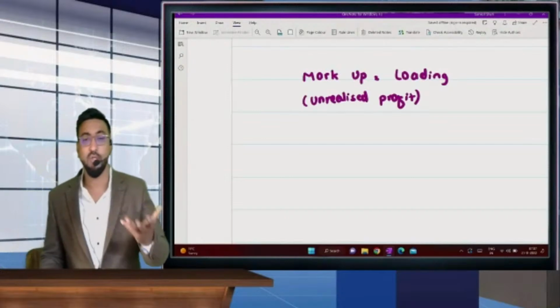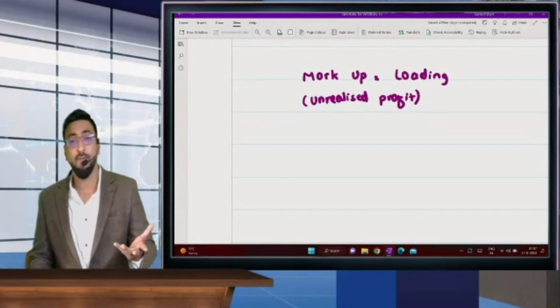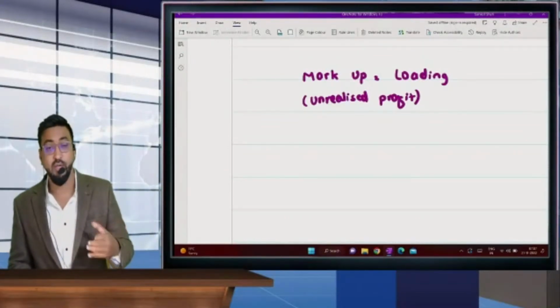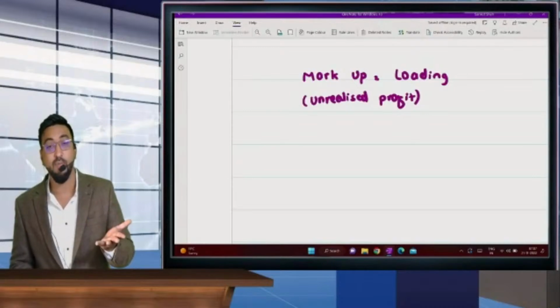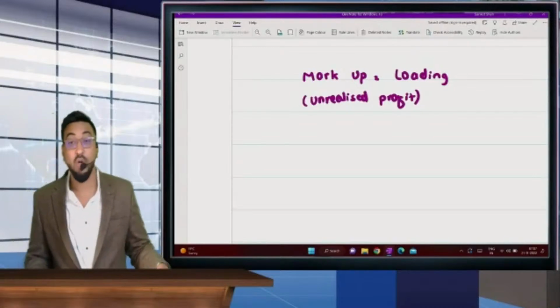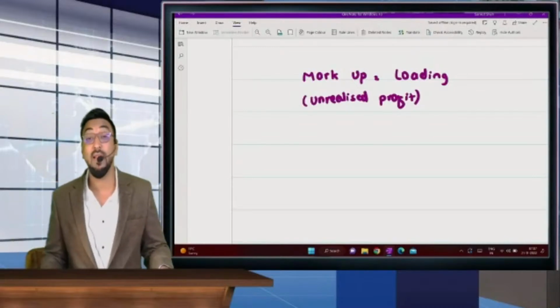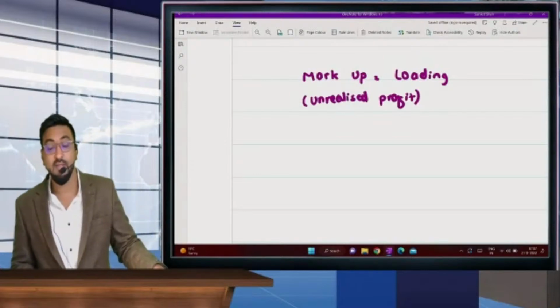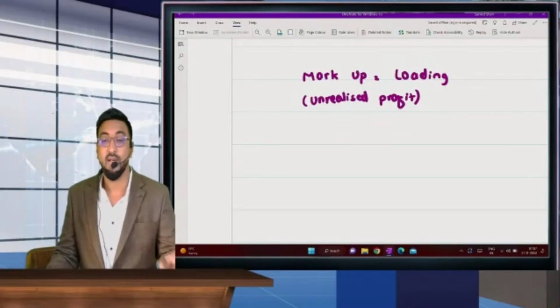If I'm sending goods to my son at 25% over and above cost, I'm transferring 100 rupees ka goods at 125, but it is not actual profit. We have already seen this in the last session. So markup account is nothing but an unrealized profit.